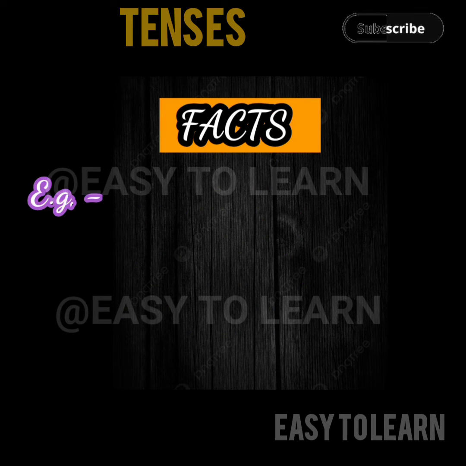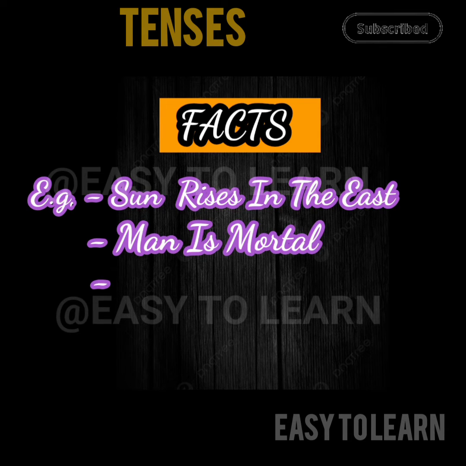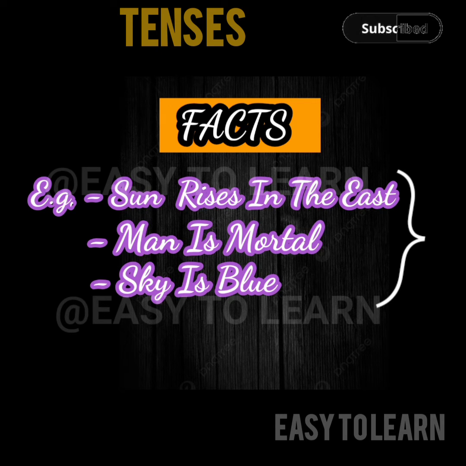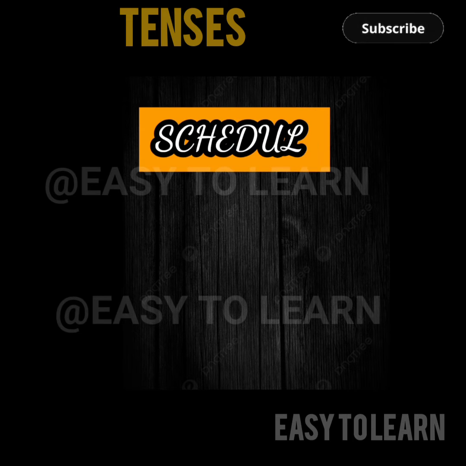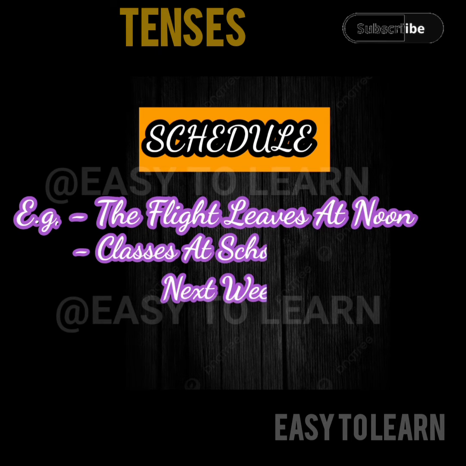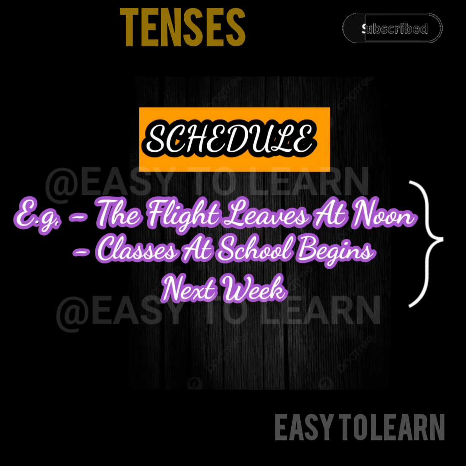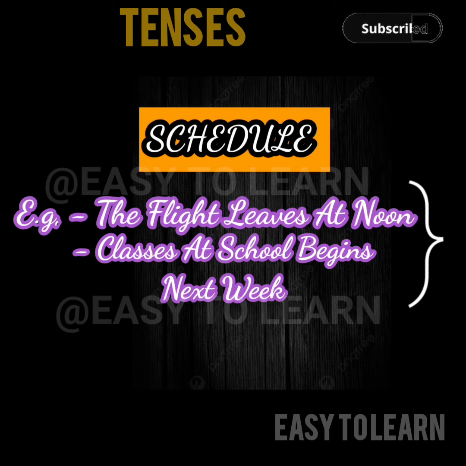Facts. For example, sun rises in the east. Man is mortal. Sky is blue. These sentences are showing the facts, which can't be changed. Schedule. For example, the flight leaves at noon. Classes at school begin next week. These sentences show some future events that are planned and not likely to change.